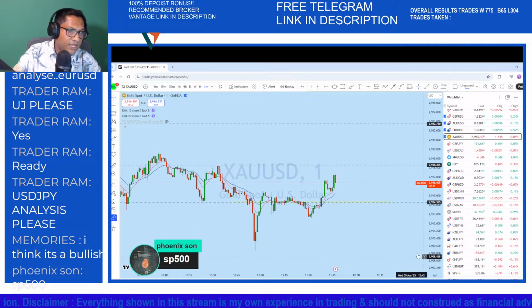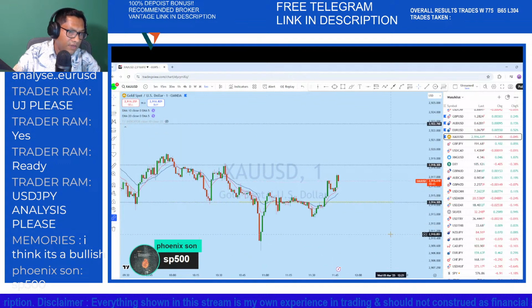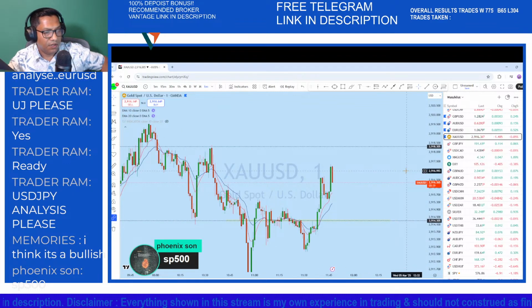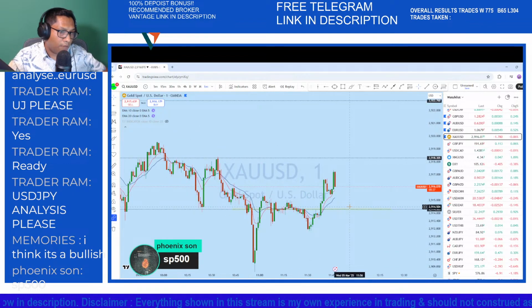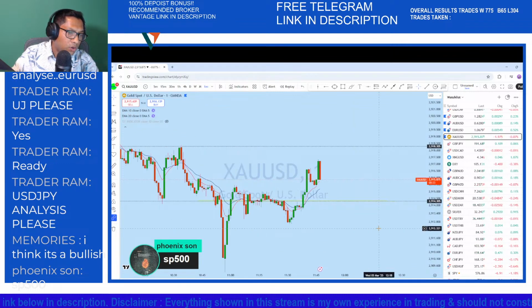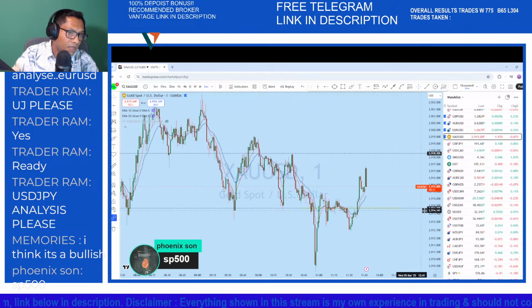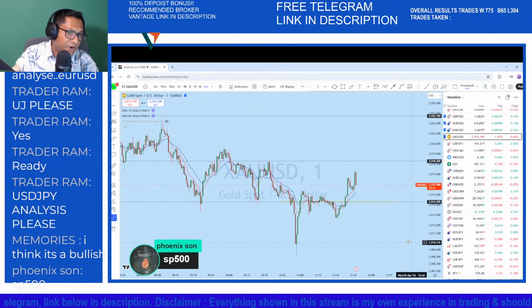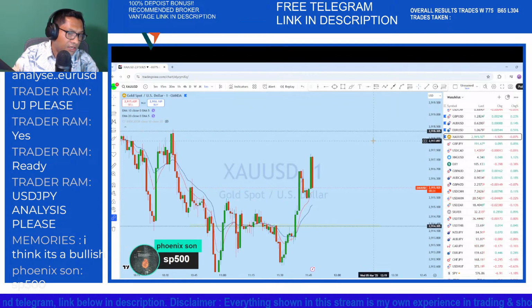Okay, so again from this level there's a breakdown on the lower time frame. We want to see that it has dropped well below that level, and once it has dropped well below the level, that's where you will be looking for an entry opportunity in this market to find out where the price is potentially heading.